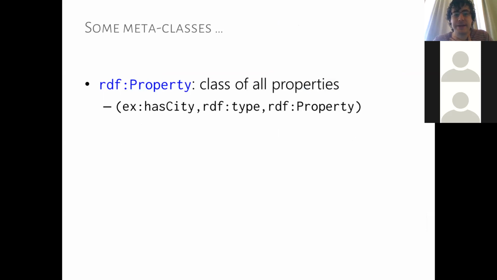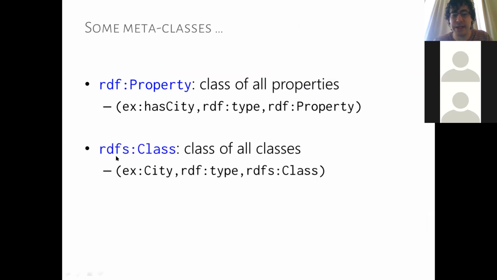Some other meta classes in the RDF vocabulary. In fact, this is not RDFS, but already in RDF, we have defined the class of all properties, which is rdf:Property. So we can say, for example, has city is a property, an instance of Property. In RDFS, we then have the class of all classes. So we can say, for example, city is a class.